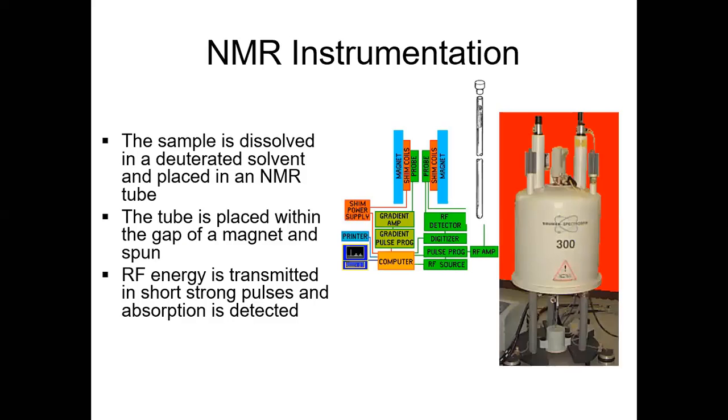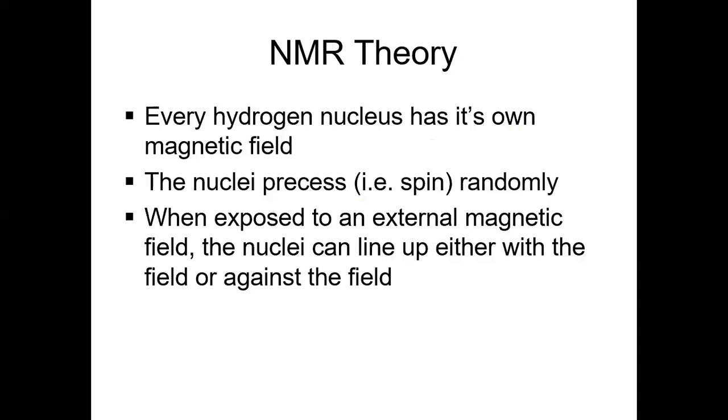All right, so you've seen the instrument before. You dissolve your sample in an NMR tube, the little tube shown here. You don't drop it in the instrument, but you insert it. It is inserted into the instrument, and then the instrument uses radio frequency energy to irradiate the sample.